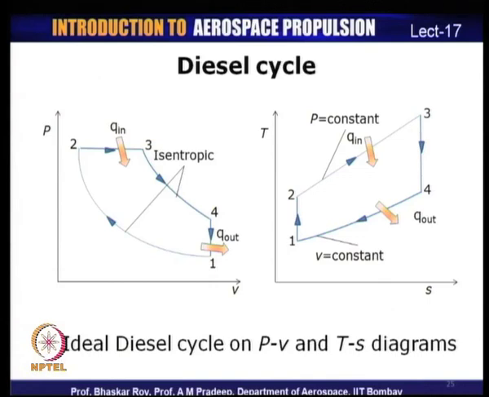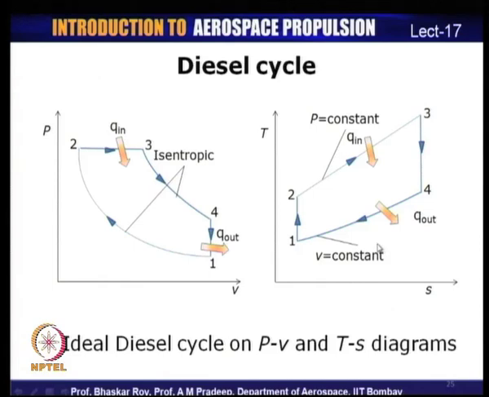Process 3, 4 is again isentropic expansion, and there is expansion from state 3 to state 4, which means there is a drop in pressure and increase in the volume. At the end of third process, there is a constant volume heat rejection. Q out takes place during process 4, 1. On the TS diagram, process 1 to 2 is isentropic, therefore, it is a vertical line. Process 2, 3 is P equal to constant, a constant pressure process during which heat is added to the cycle, Q in takes place during this process. Process 3, 4 is isentropic expansion, and process 4, 1 is constant volume heat rejection. Q out takes place during the process 4, 1.